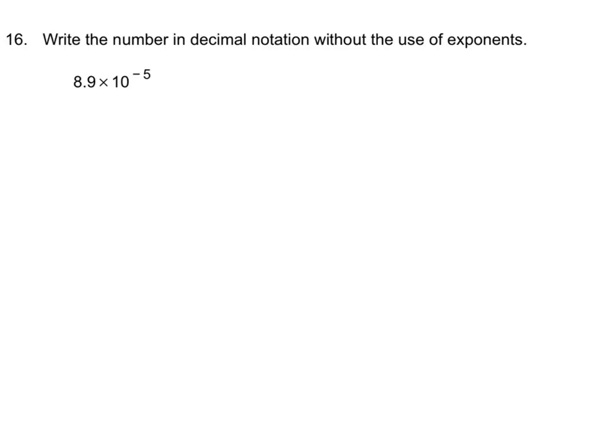Write the number in decimal notation without the use of exponents. 8.9 times 10 to the negative 5. If we look at the exponent, we have a negative number. This tells me that my final solution is going to be small. So to make small numbers, we need to move to the left. Again, this is the opposite of what we did when we converted to scientific notation.